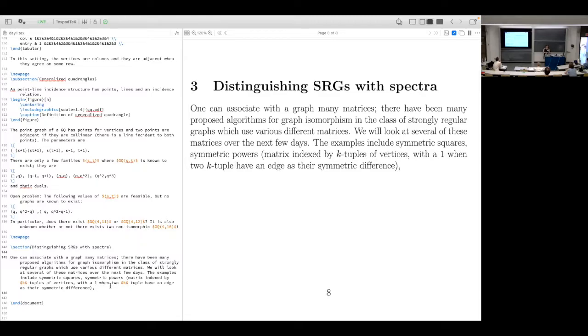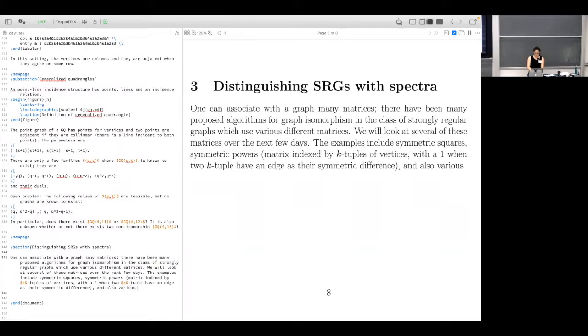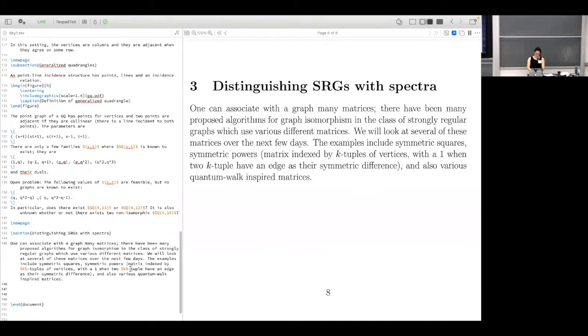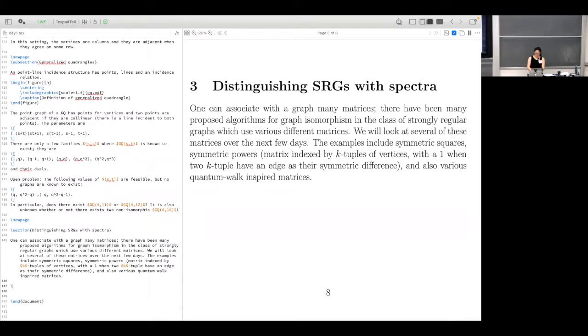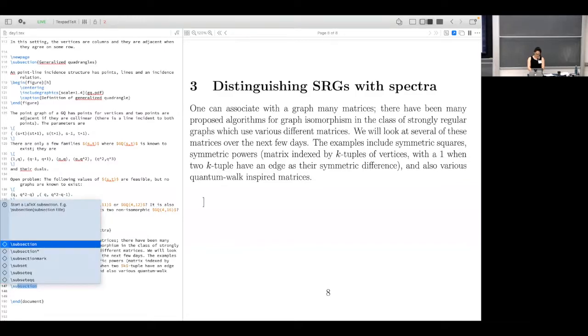This is proposed to be a graph invariant for strongly regular graphs, and there is no known pair of counterexamples. And also various quantum walk inspired algorithms. For these, the matrices come from transition matrices of different types of quantum walks, but there's nothing quantum about them. In the end you have a completely classical matrix of which you need to find the eigenvalues to determine whether or not graphs are isomorphic. So that's the proposed algorithm. We will see symmetric powers later on, and also another quantum inspired one. But I'll just give you one example now in some detail.